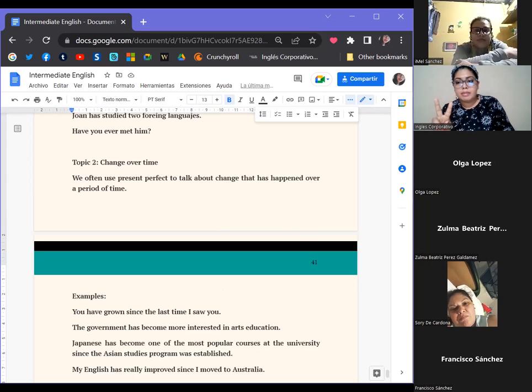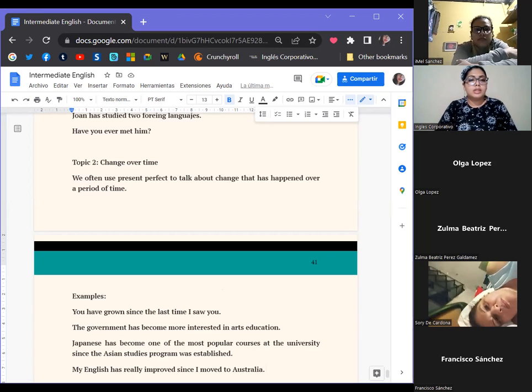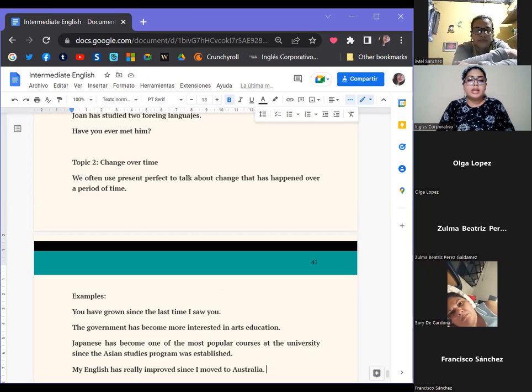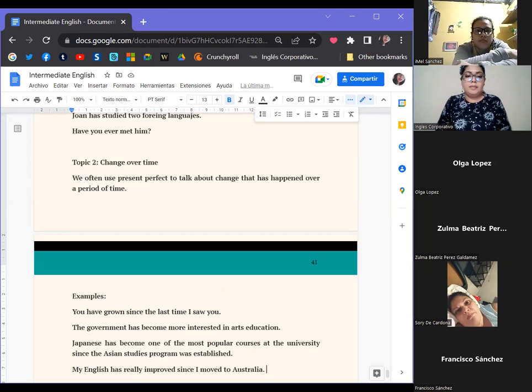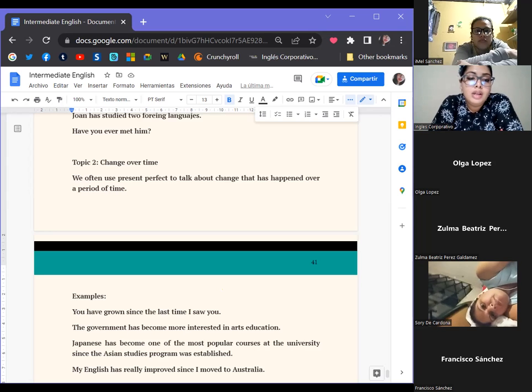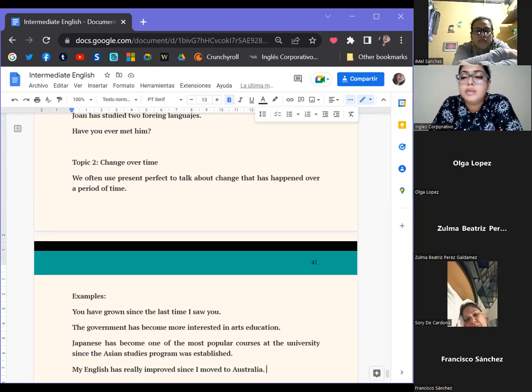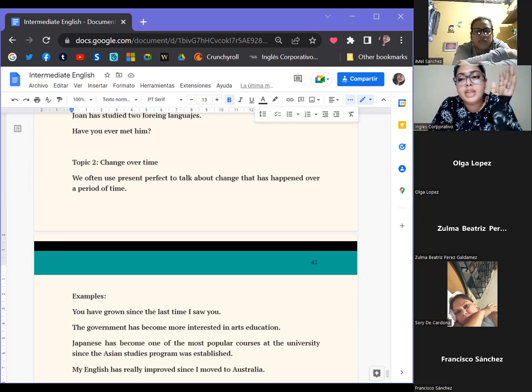Así que tenemos hasta el momento dos temas. El primero, la experiencia de haber realizado alguna acción en algún momento de nuestra vida. Y la segunda, son cambios a través del tiempo. Así como en el primer ejemplo, donde dice, you have grown since the last time I saw you. Has crecido desde la última vez que te vi. The government has become more interested in arts education. El gobierno está más interesado en la educación en el arte. O se ha convertido, ¿verdad? O se ha transformado en alguien más interesado. And the last one says, my English has really improved. Mi inglés ha mejorado mucho desde que me mudé a Australia. In that case, we don't know what is the time in which this person moved to that country, but it's something that changed over time.